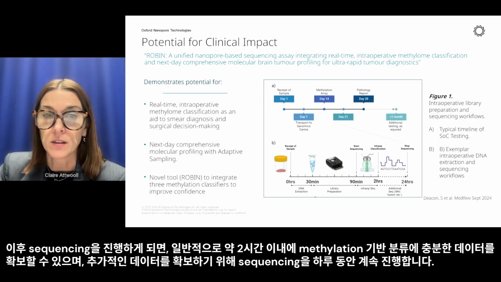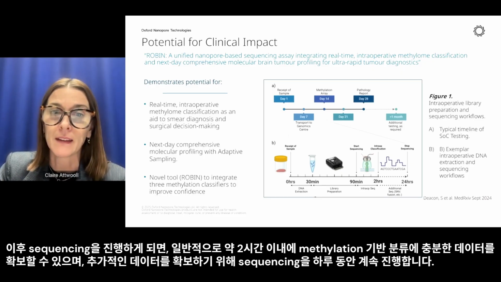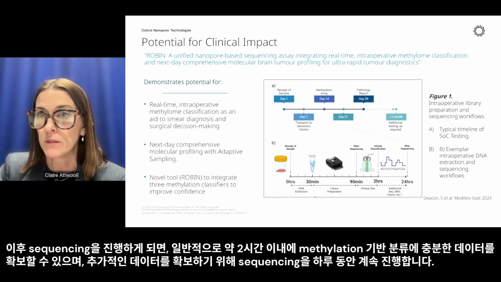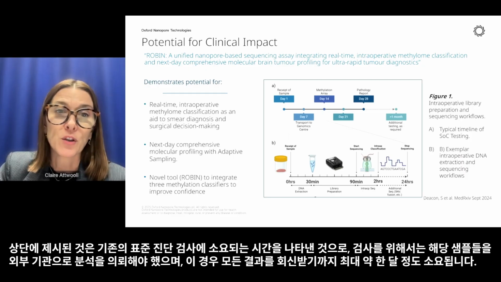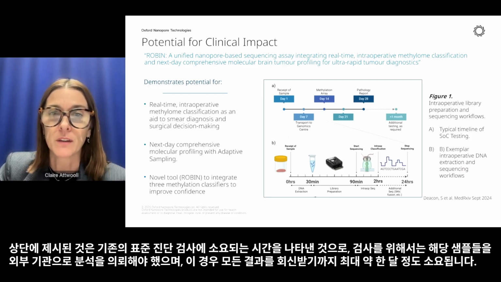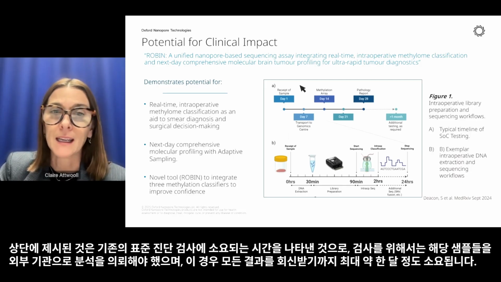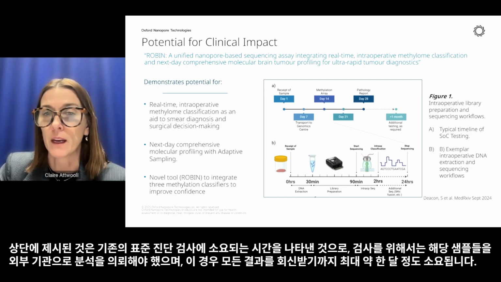And then they start sequencing, and typically within 2 hours, they have enough information to get a methylation classification. And then they keep sequencing overnight to get the additional information. At the top here, you can see this was the timeline for their standard of care testing, where they had to send out these samples. And it could take as long as a month to get all of that information back.